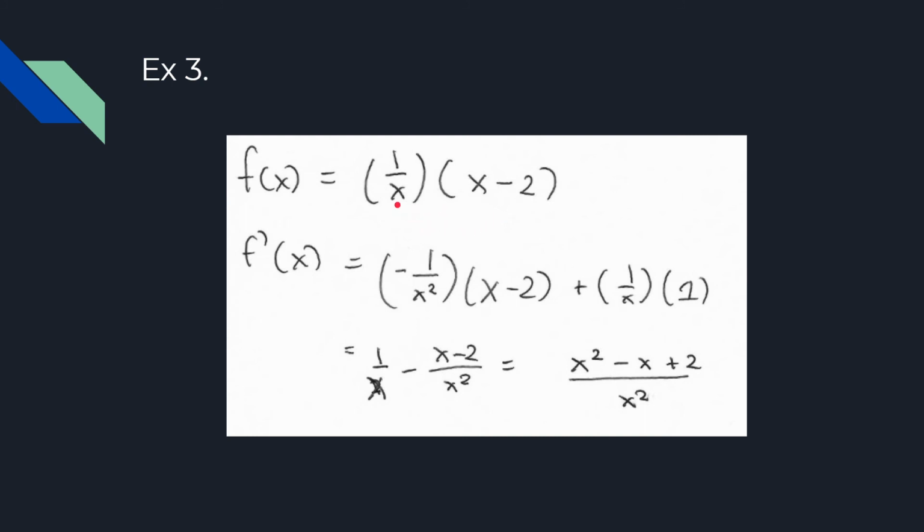And when we think about the derivative of the first function, we're going to get negative 1 over x squared times the second function, x minus 2, plus the first function, 1 over x, times the derivative of the second function. We're going to clean all this stuff up, and we're going to end up with 1 over x minus 2 divided by x squared. I'm going to collect this into one fraction, which is going to give us x squared minus x plus 2 divided by x squared. Alright, those are all the examples from me today about the product rule.